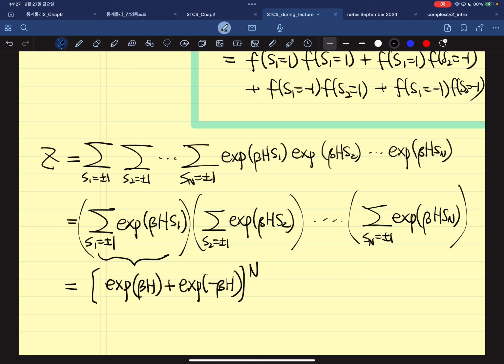And there is actually a simpler way to express this exponential x plus exponential minus x. Anyone? Yeah, hyperbolic cosine, but you have to be careful that it's actually twice the hyperbolic cosine. And we have this factor.